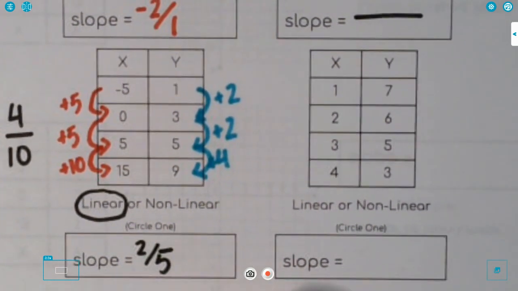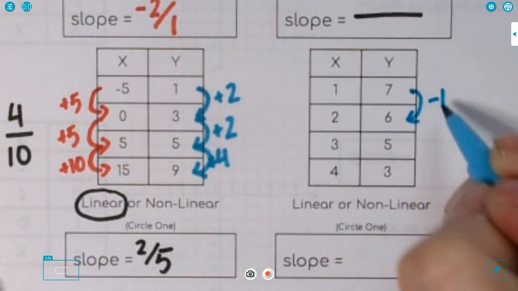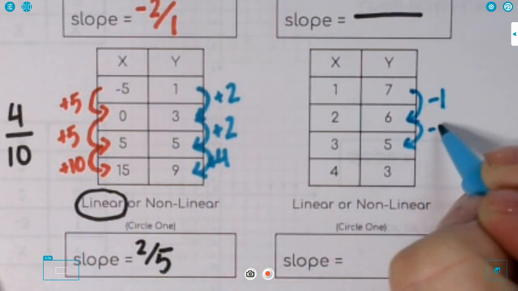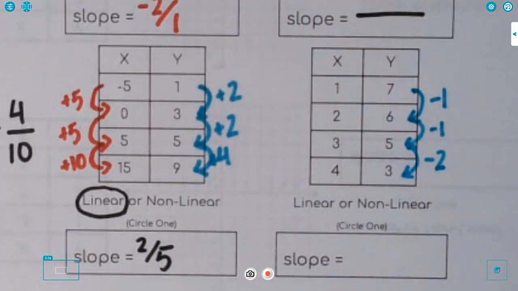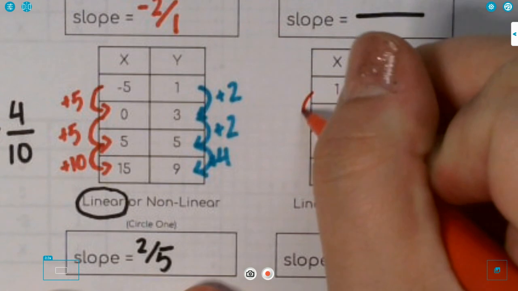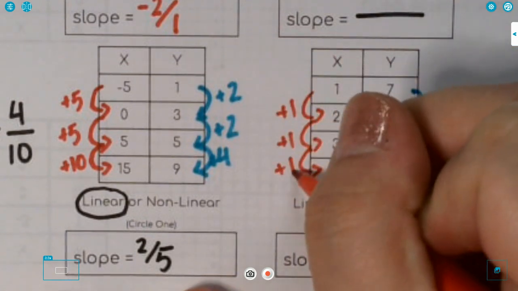Okay, last one. We've got 7, 6, 5, 3. So that's counting down 7. So I go down 1. 6 to 5, I go down 1. But then 5 to 3, I go down 2. And then 1, 2, 3, 4. Those all just go up 1. Up 1, up 1, up 1.